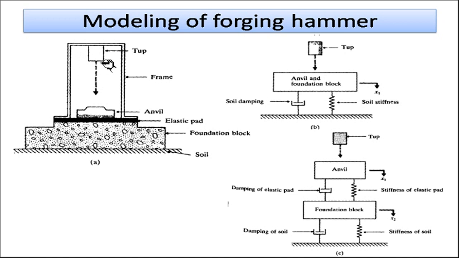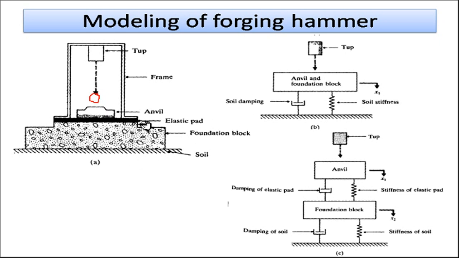So impact will be given through this top over the job, because the job will be kept between this anvil and the top. So if your job is here, which you are going to give some shape, impact will be given by this top, and this impact will be transferred from the anvil to the elastic pad to the foundation, and from this foundation to the soil. So this soil has to damp down that particular impact force.